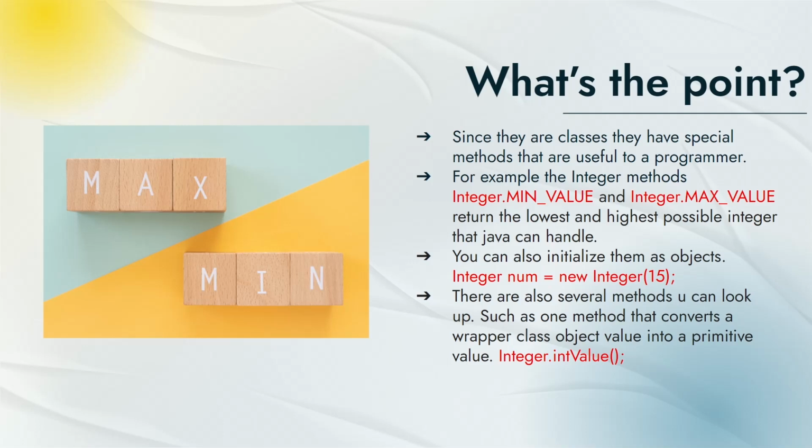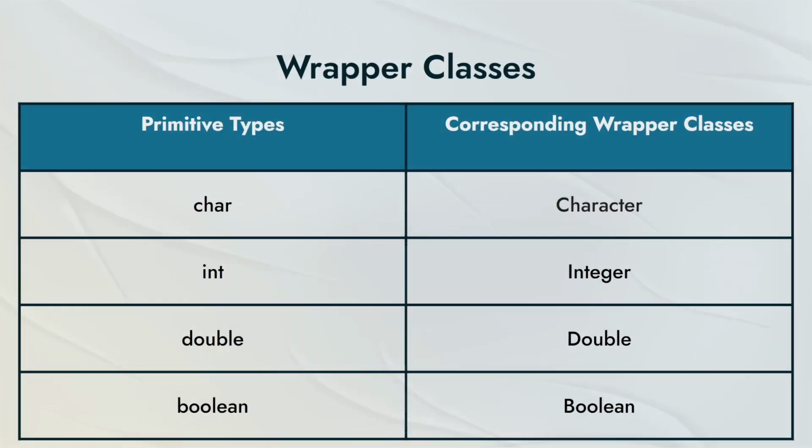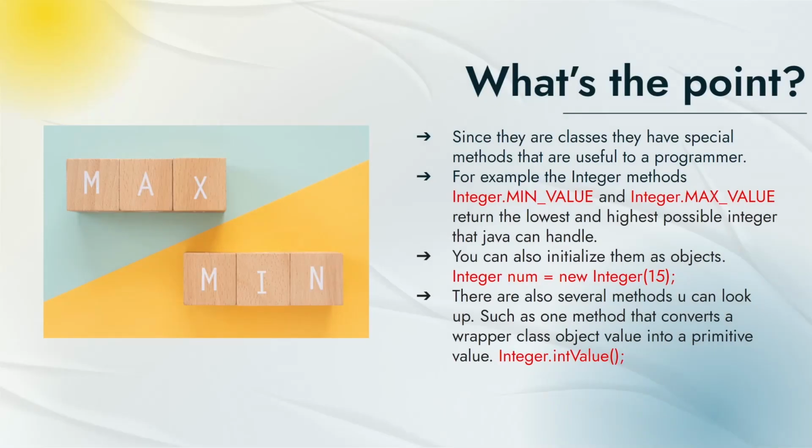So you can also initialize these wrapper classes as objects. Just like String, you can say Integer num equals new Integer(15). However, if you said int num equals new int(15), this would not work because int is a primitive type. Integer is not a primitive type, it is a wrapper class. Int is a primitive type. So be careful there. If you said int num equals new int, it wouldn't work. But if you said Integer num equals new Integer, it will work. Most of the time you just say Integer equals this or int equals this, but this is just to let you know.